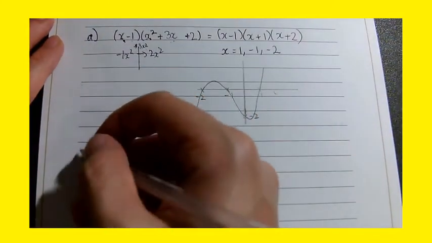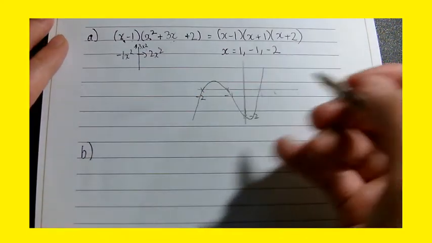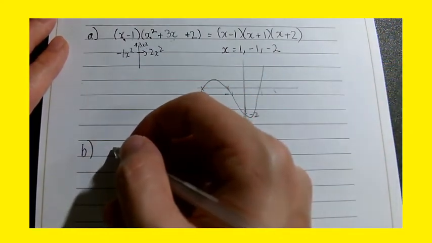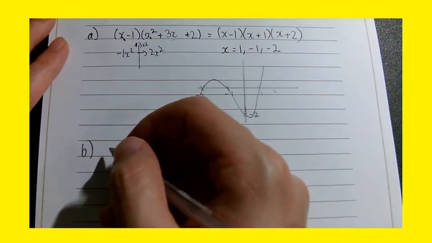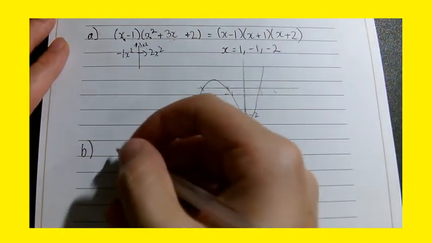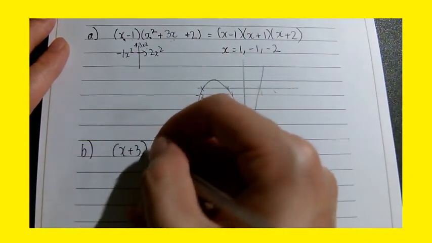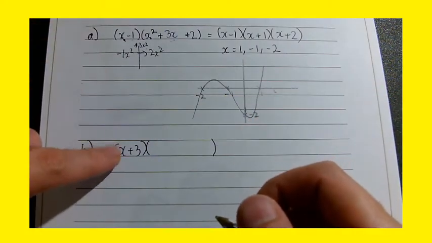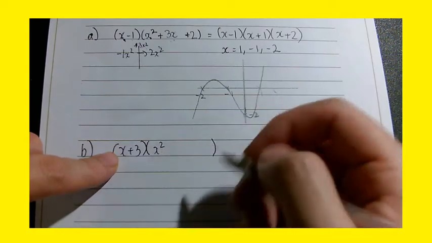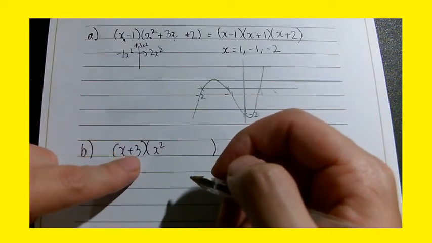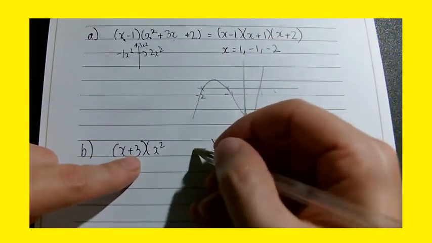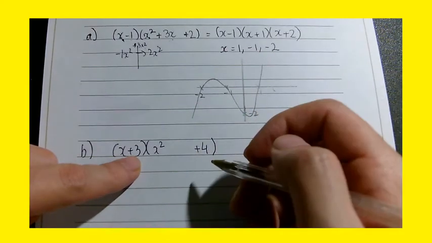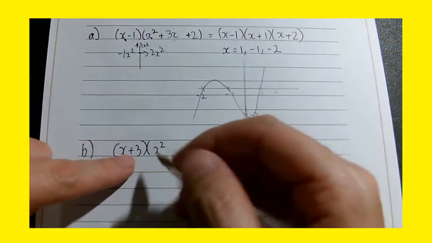I've got y equals x cubed minus x squared minus 8x plus 12, and they're giving me a linear factor of x plus 3. So again, I'm going to work with x plus 3, and I want x cubed, so I'm going to have x squared there. I've got 3 here, I want to make the plus 12 at the end, so I've got to have plus 4 here. Let's see what I've got at the moment with the x squared stuff.